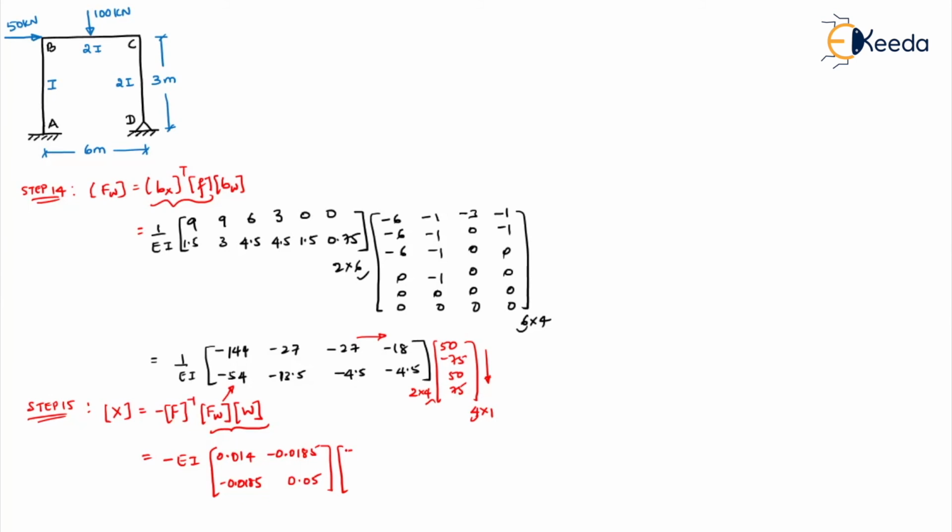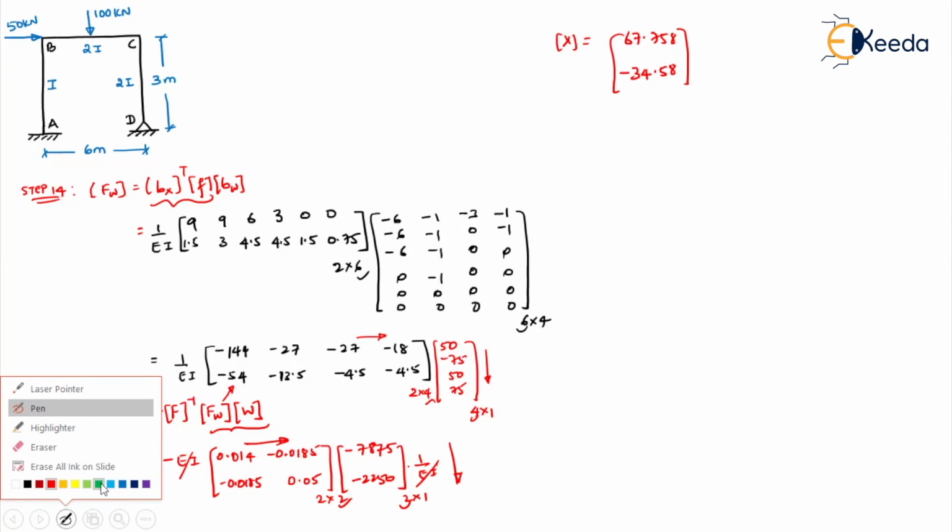So how much will you get? Minus 7875, minus 2250, right, into 1 by EI will be there. So this and this will get cancelled. So you have to multiply this along with this. So this is a 2 into 2 matrix. This is a 2 into 1 matrix. So you will get a 2 into 1 matrix. So your X will be what? 67.758 and minus 34.58. So this is nothing but the redundants what we have chosen.